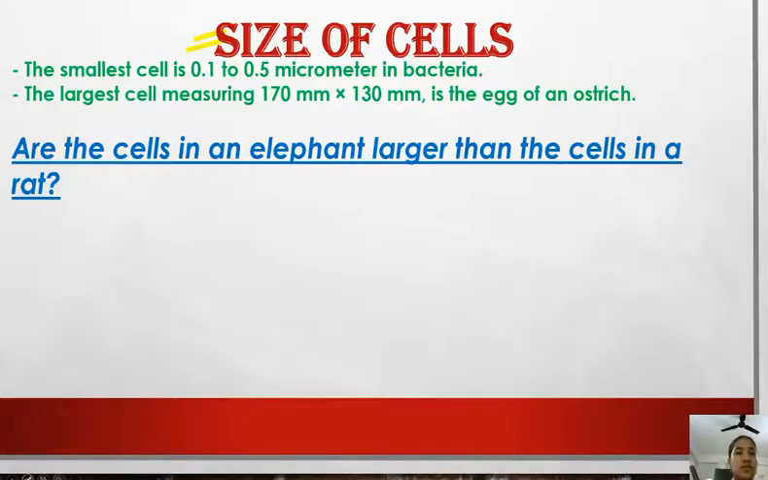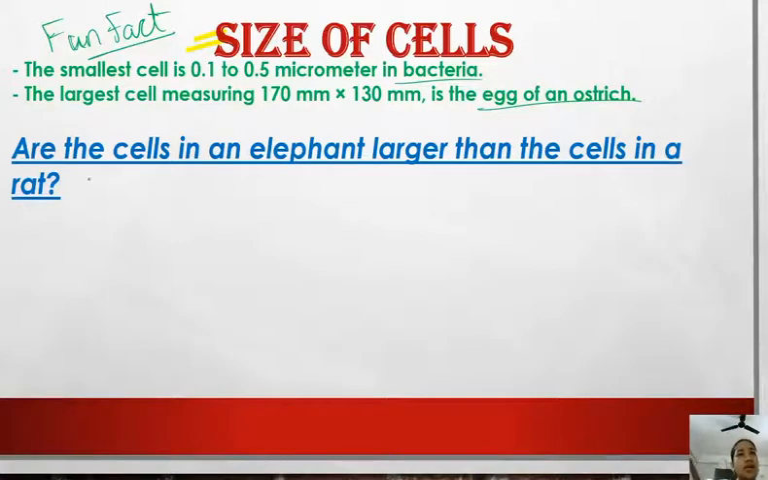Yes. So in the size of cells, this is a kind of fun fact, just know it. The smallest cell is 0.1 to 0.5 micrometer in bacteria. The largest cell, measuring 170 millimeter into 130 millimeter, is the egg of an ostrich. So the ostrich's egg is the largest cell, and the smallest is the cell in a bacteria.